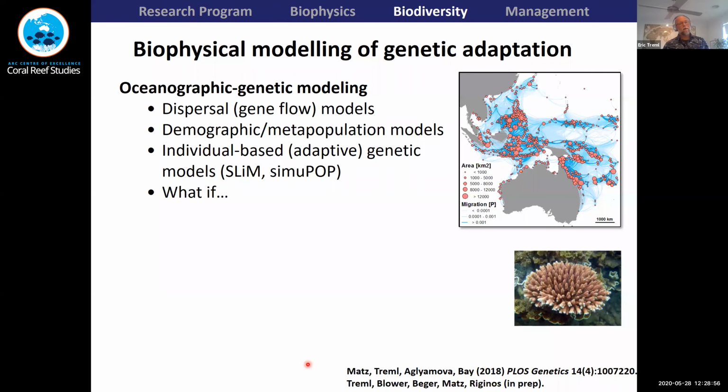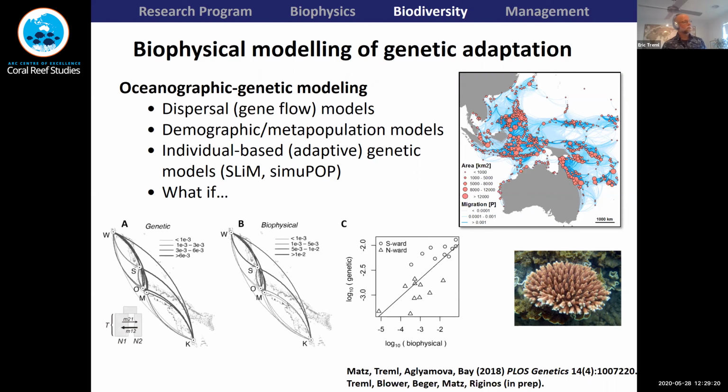What we've done is we, as in Misha, has pulled our dispersal models together with some metapopulation models and individual-based genetic models to model gene flow. So now we're not only modeling larvae, but we're modeling the genes on those larvae and tracking if they come from a heat-tolerant or a heat-sensitive population. So in large part, asking kind of what-if questions.